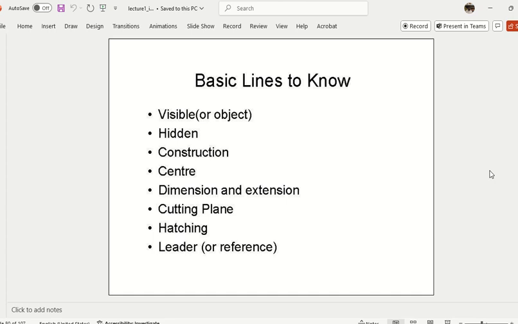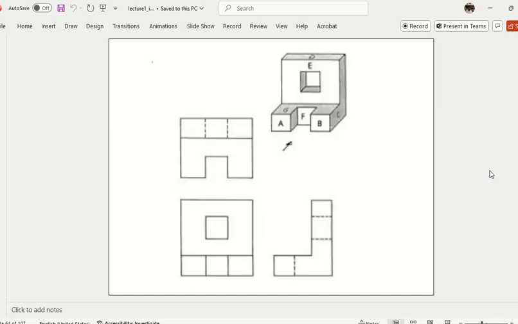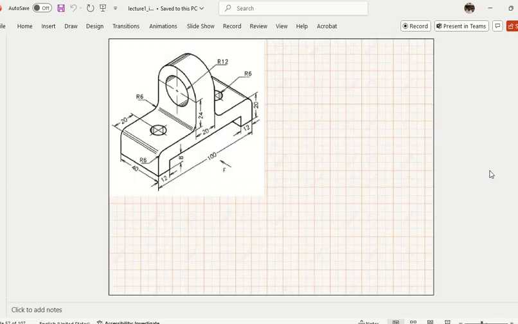Okay, then we have leader or reference, something which you must have seen in the memes, right? The pictures which you see online. So a leader is this one. This is called a leader. Okay, I believe it's here as well. See this one. Okay, this is showing what?